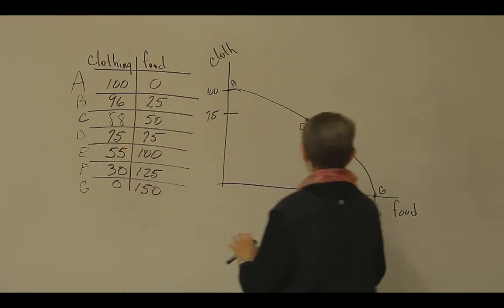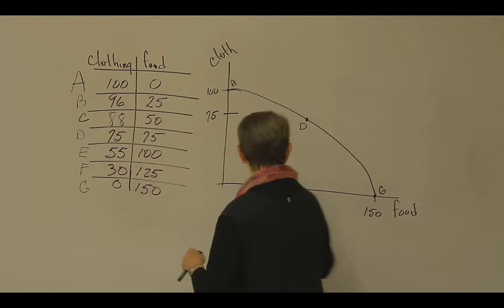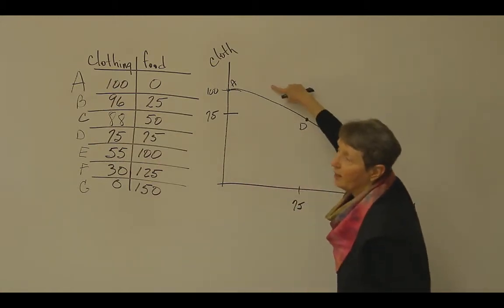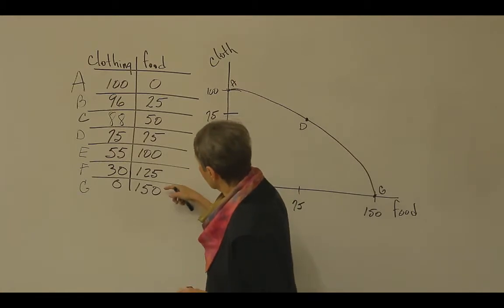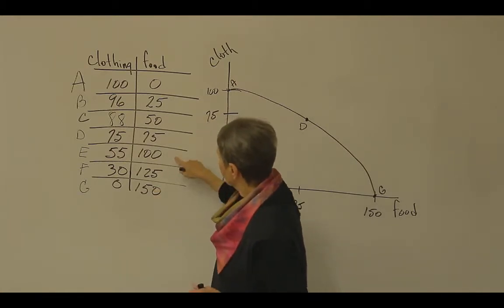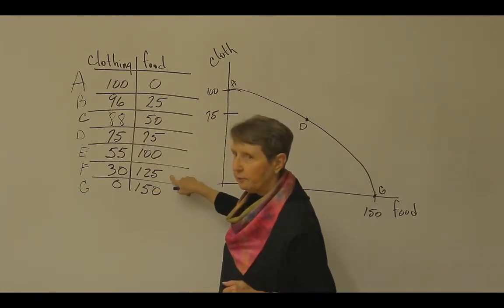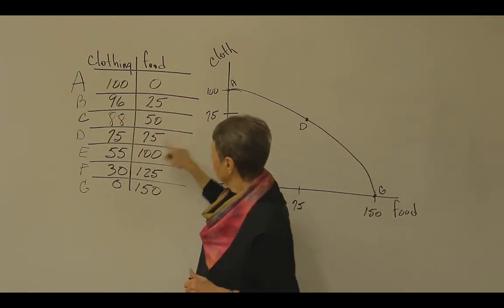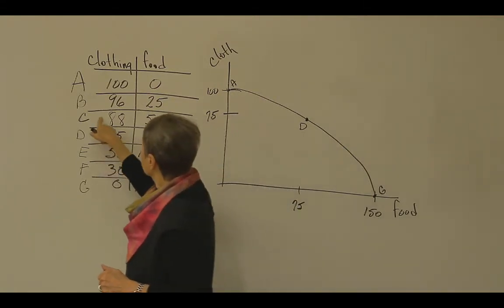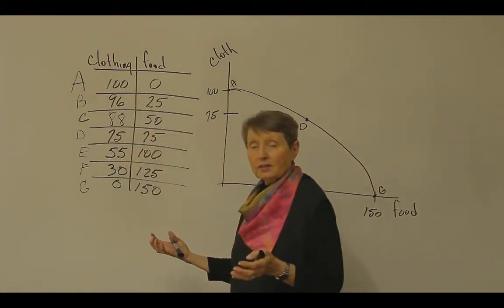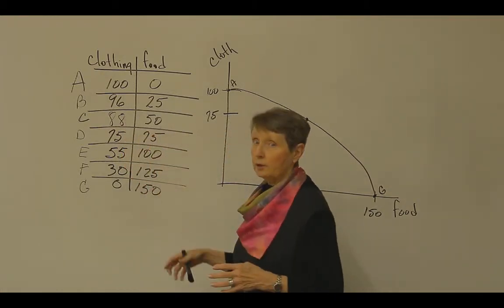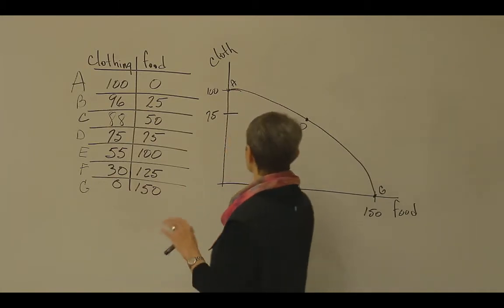And it doesn't matter if we started at G and moved this way, we're also going to exhibit, each time we move from G to F to E to D, we give up another 25 units of food, but we gain smaller and smaller amounts of clothing. And again, this illustrates this idea of not only opportunity cost, but increasing opportunity cost.